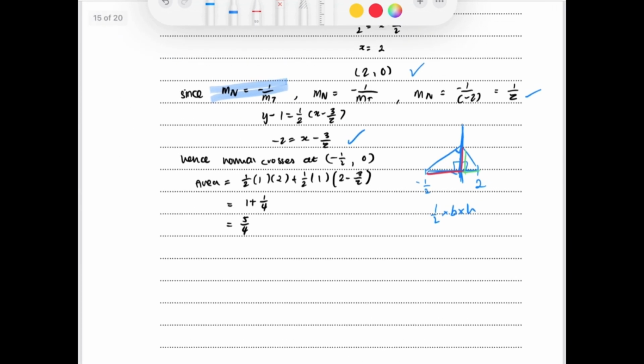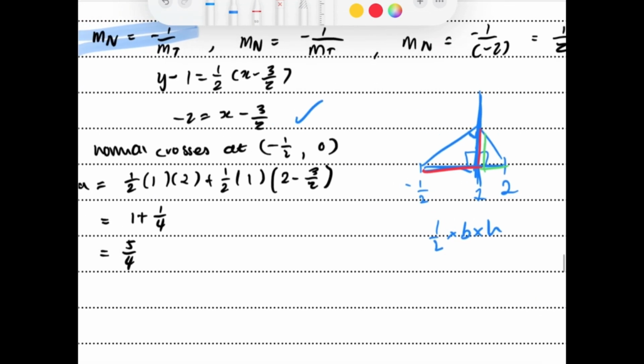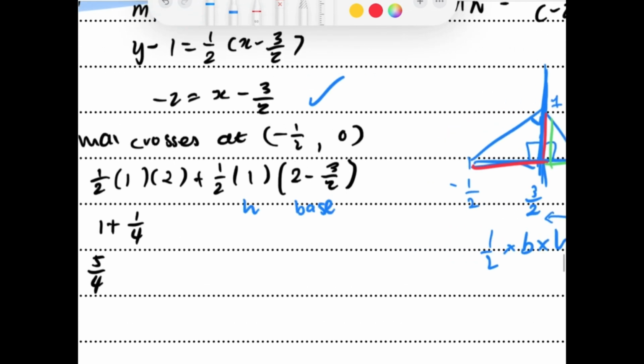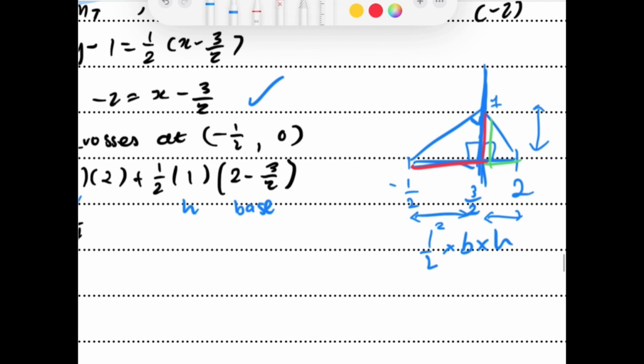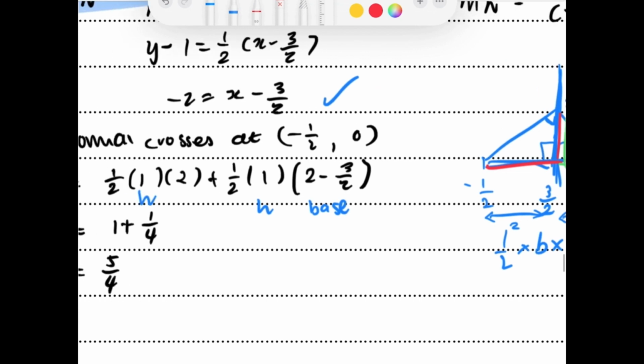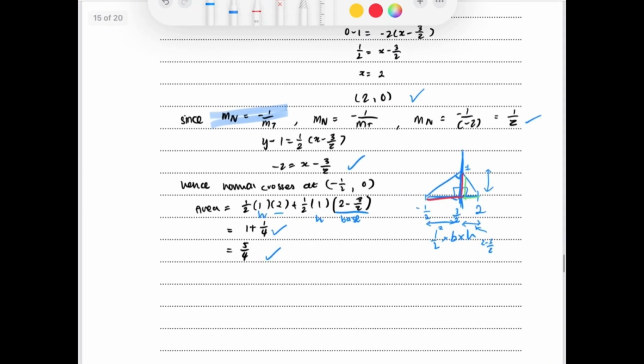Over here, this is your 1. So this distance is 1, that's my base. This part, this is my 3 over 2, and over here is 1. So this is my base, and this is my height. See, the height remains the same. My base just differs a little bit. So this distance is 2. This distance is 2 minus 3 over 2. So that's what I did here, 2 and 2 minus 3 over 2. You add it together and you get the answer 5 over 4.